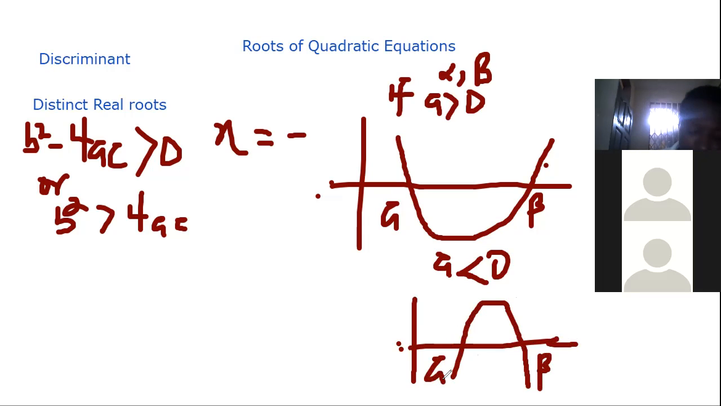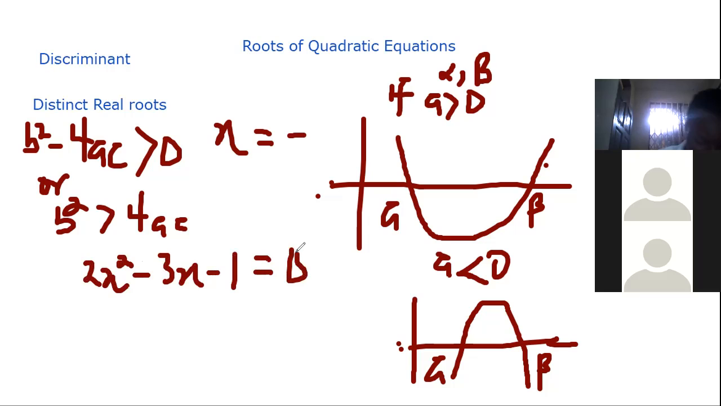Now let's solve an example so that you appreciate exactly what I'm trying to teach you. When you have something like 2x squared minus 3x minus 1 is equal to 0, maybe they give you a question to find the nature of the roots of this equation. So maybe they give you 2x squared minus 3x minus 1 is equal to 0.